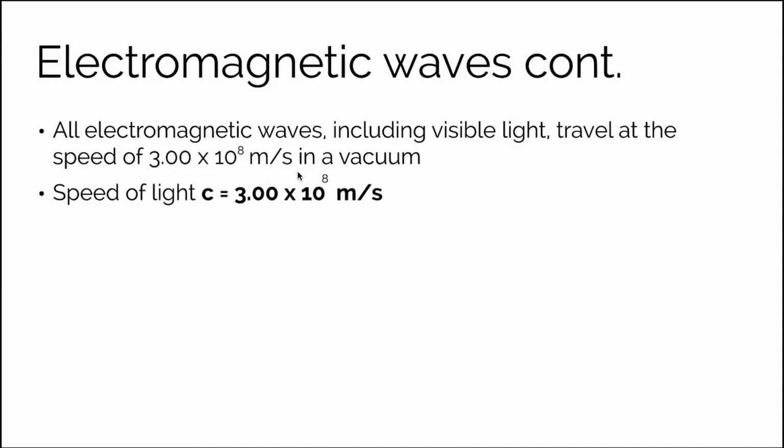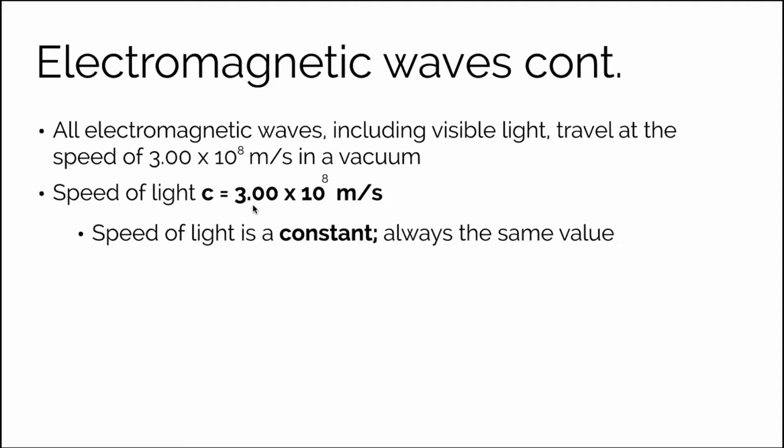Now, the speed of light here, again, we'll be using the symbol C for the speed of light. And so the speed of light will always be a constant. This means that no matter what type of problem we see or when we're talking about it in different scientific contexts, it always has the same value. So every time that you think of the speed of light, always think of this number of 3.00 times 10 to the 8th power meters per second. It will always be the same because it is a constant value.